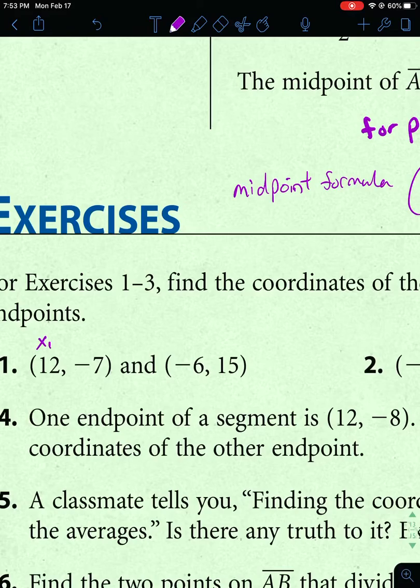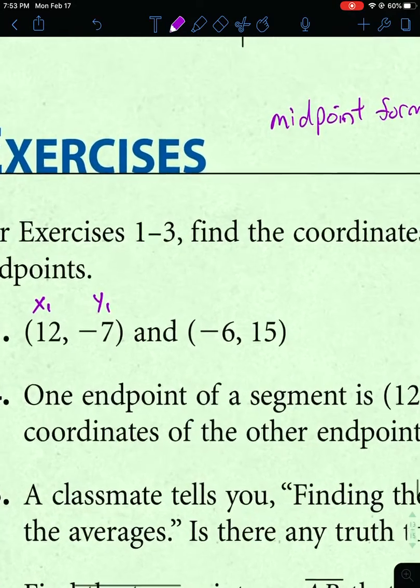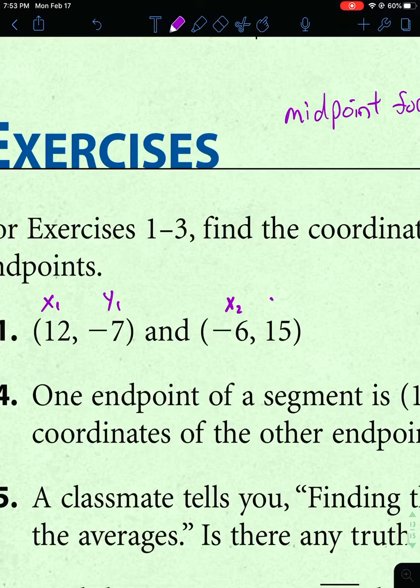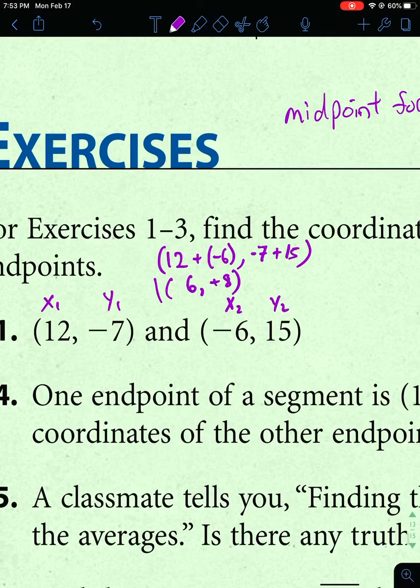So we notice this is our x1, there's our y1, here's our x2, there's our y2. To figure out the midpoint, we add them together. So that looks like 12 plus a negative 6, comma, negative 7 plus a positive 15. And together, that makes positive 6 and positive 8. That is the midpoint between 12 comma negative 7 and negative 6 comma 15.